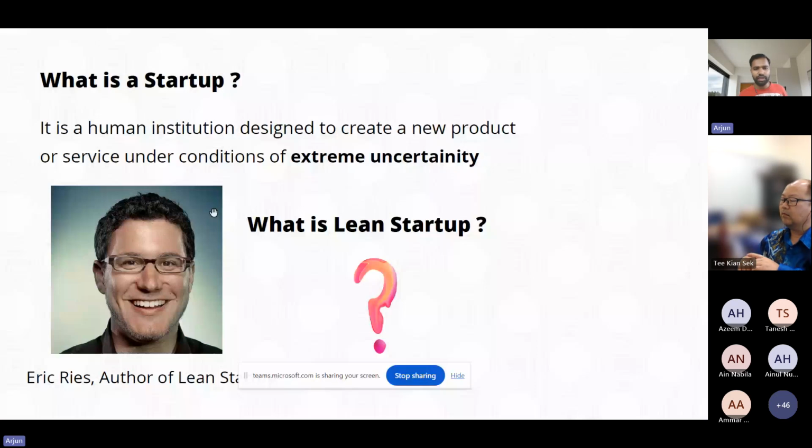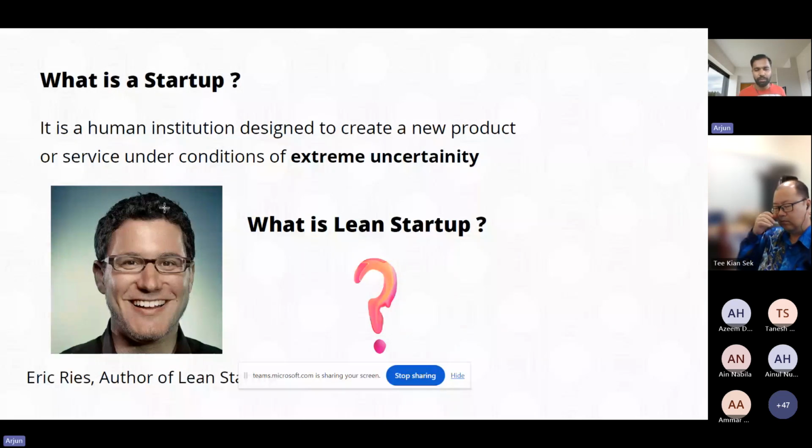As I said before, lean startup is a framework basically. This framework was introduced by this person, whose photo I am showing, and his name is Eric. He introduced this lean startup framework, and he also came up with a definition for startup. So what is a startup? From his point of view, a startup is a human institution designed to create a new product or service under conditions of extreme uncertainty.